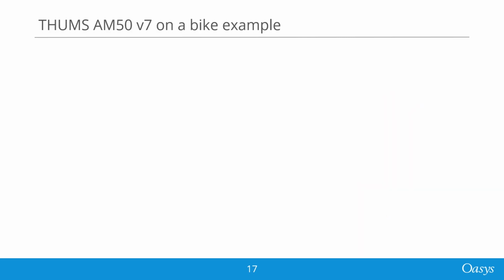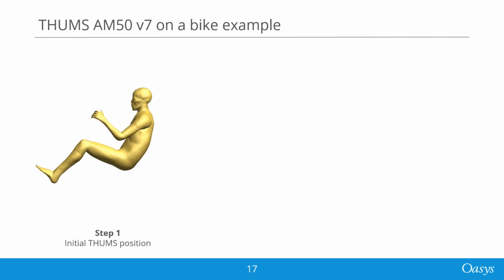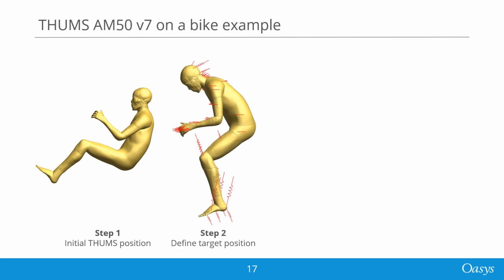Now, the basic workflow is as follows. First, the original THUMS model is read into Oasys Primer along with the corresponding tree file. Target positions are then defined using Oasys Primer's positioning tool. This may involve, for example, moving the hands onto the handlebar and feet onto the pedals. Once everything is defined, Primer automatically creates the cables to pull the human body model into position.